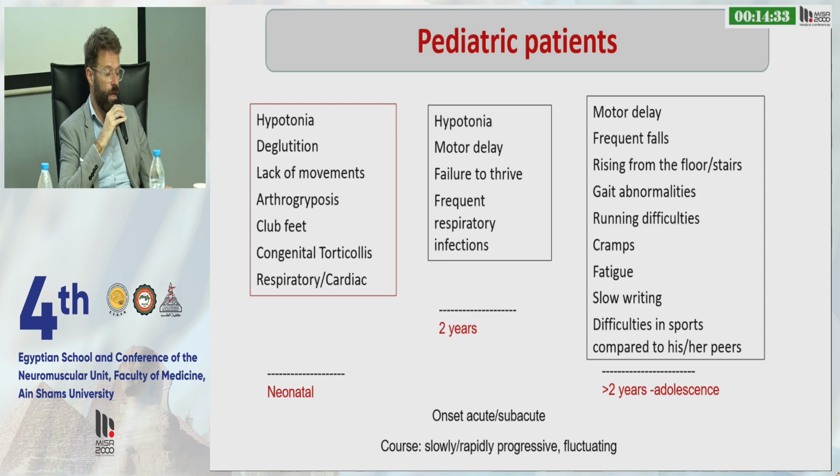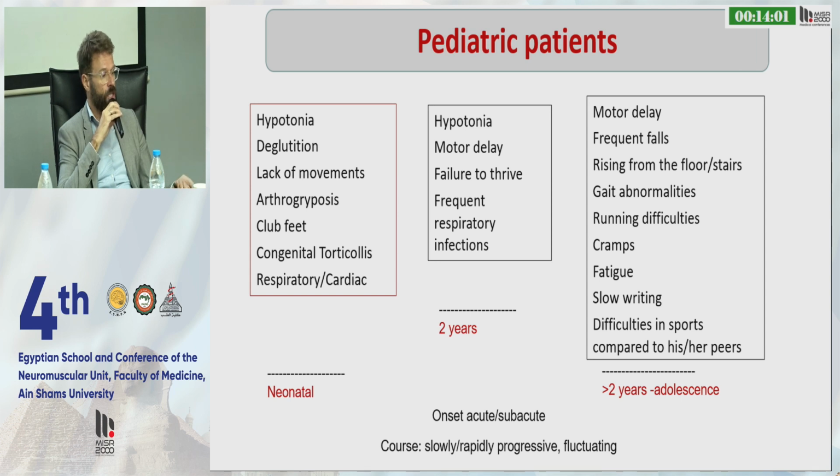In older children, what is important to evaluate is hypotonia, the motor delay with the different motor acquisition, motor milestones. Failure to thrive is another important sign. So the patient cannot gain weight as normal. And then the frequency of respiratory infection is another indirect sign of myopathy.